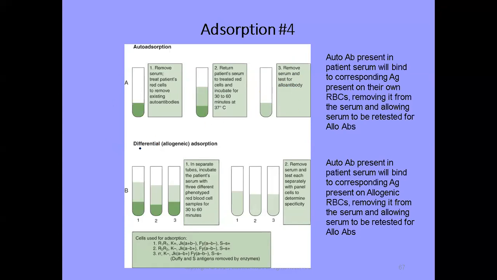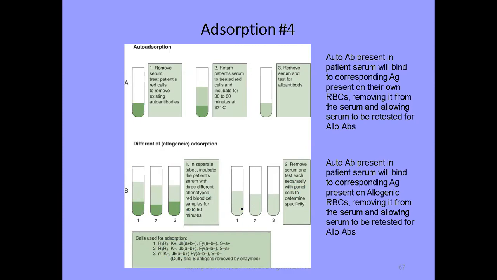We could also do something called a differential or allogenic adsorption, okay? And so in this case, they use 3 different cells with known phenotypes. And so you can see here what they picked. Big R1, K positive. They picked 3 different phenotypes, okay? They're going to test each one of these cells with this patient's serum or plasma in a different tube. And the hope is that the autoantibody is going to find its target on one of these cells, okay? So we incubate them for 30 to 60 minutes. Same rules apply. We're going to remove the serum now and test it with panel, but now we have to test 3 different ones, okay?